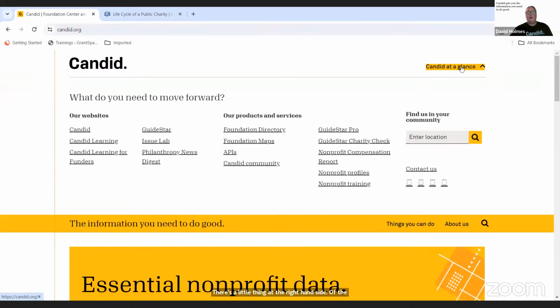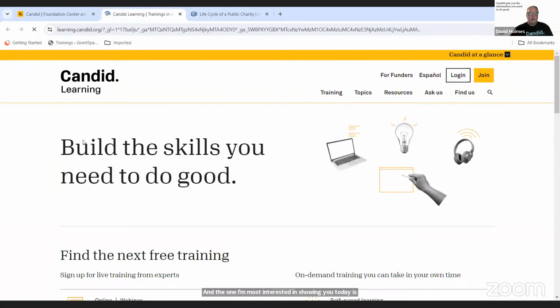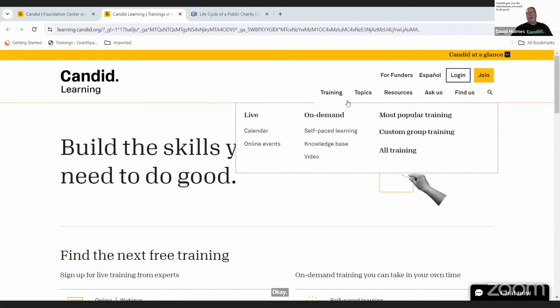I really like this because if you click on it, it tells you where all the different parts of Candid's resources are. And the one I'm most interested in showing you today is Candid Learning. You want to go to that directly. It's learning.candid.org. I'll put that in the chat in case you want to see it. Learning dot, oops, can't spell learning. Candid. This is our knowledge and information site, learning.candid.org.